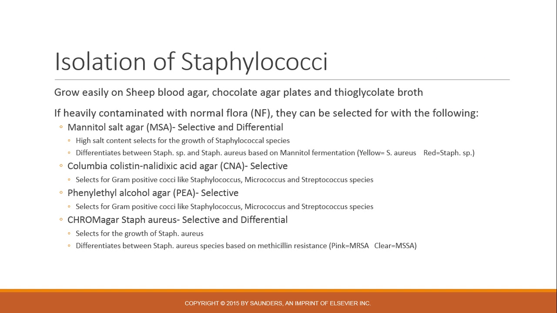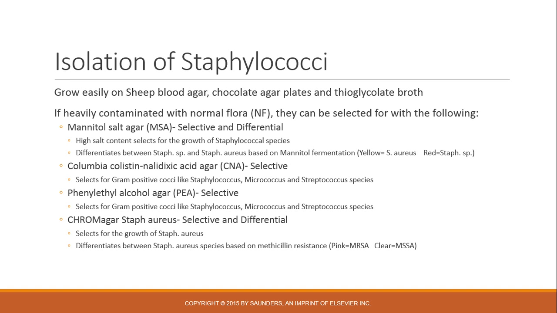Mannitol salt agar is selective and differential. It has a very high salt content, so that high salt content allows it to select for Staphylococcus species. It differentiates between Staph and Staph aureus based on its ability to ferment mannitol. Staph aureus can ferment mannitol, so it will be a yellow colony. Other kinds of staph will not ferment mannitol, and so they'll grow a red colony.